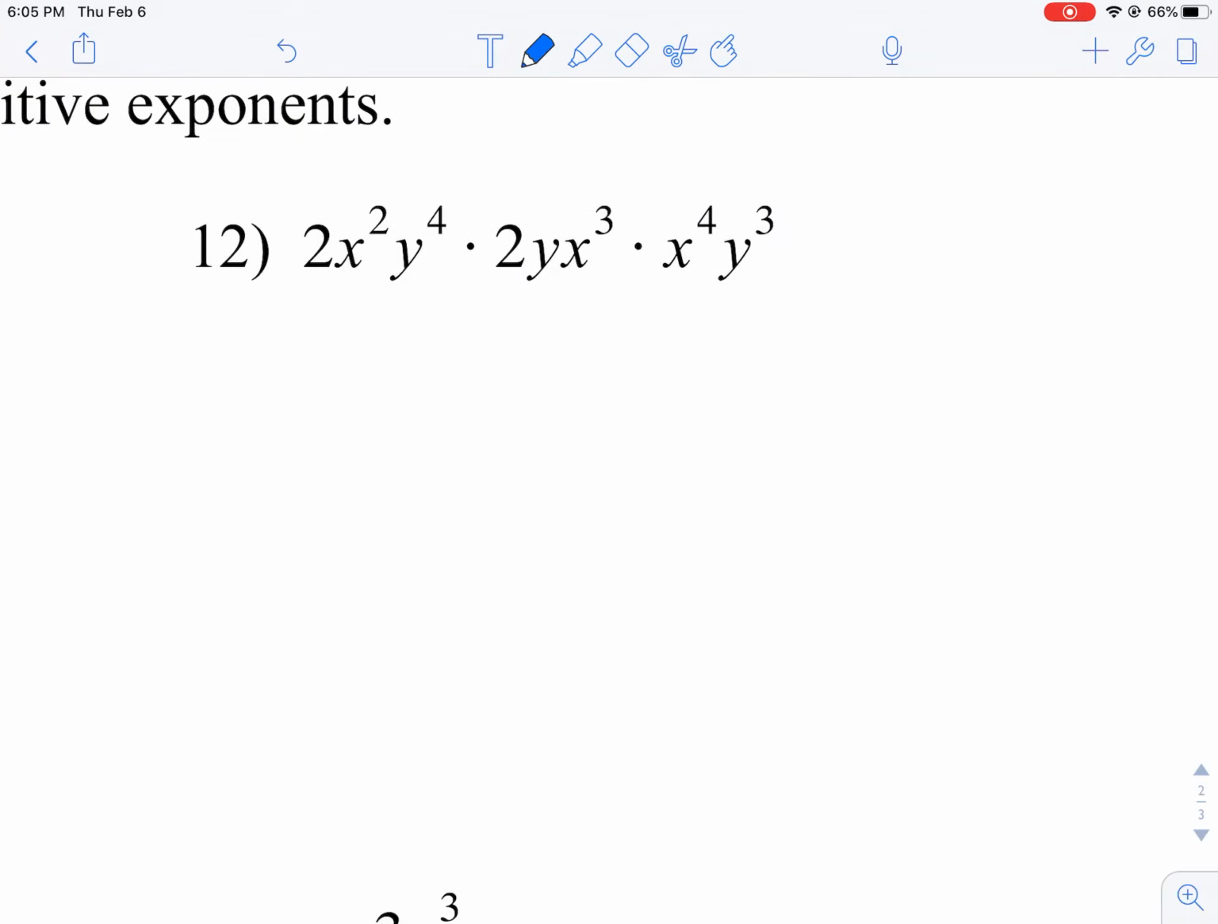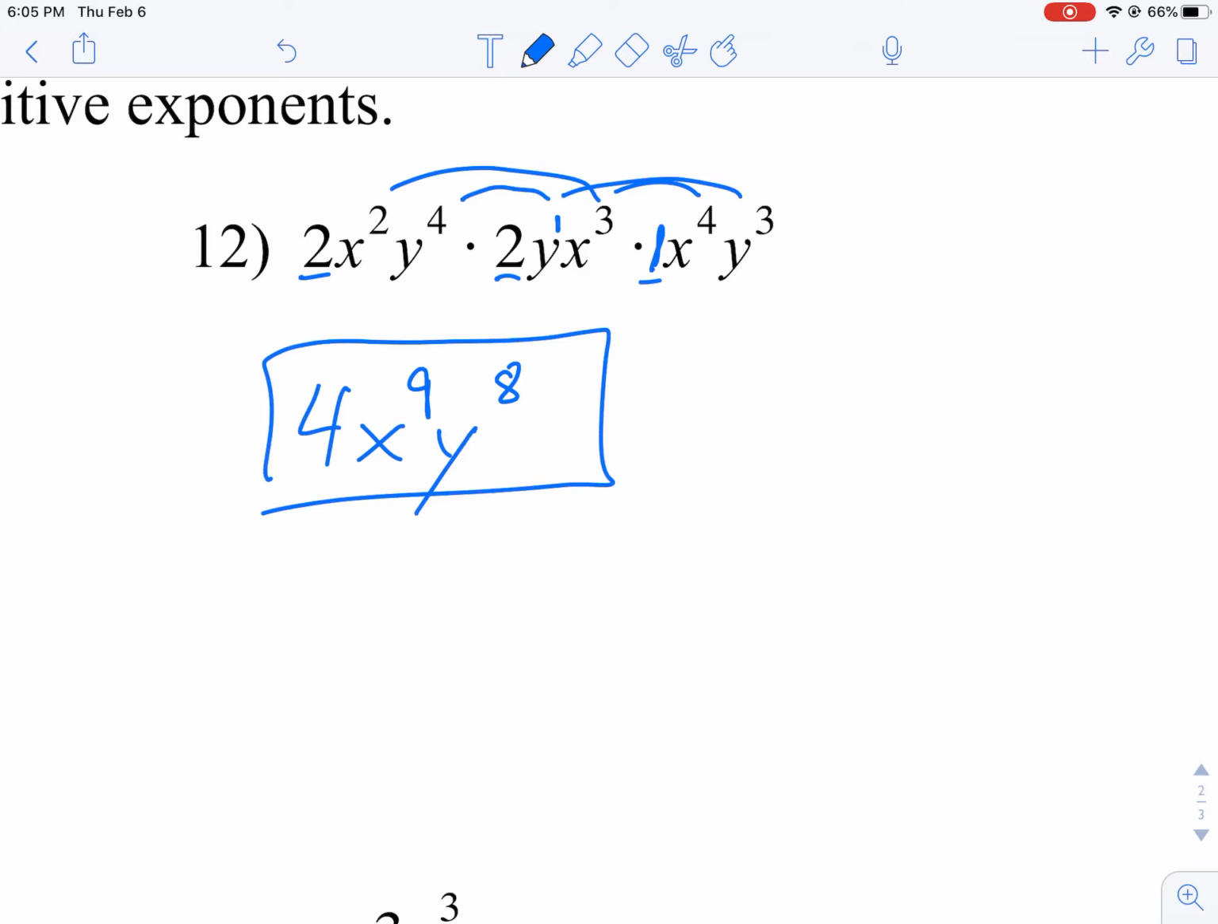For 12, there's a couple different variables here. I've got x and y. I'm going to add this 1 here just to help myself out. So multiply the coefficients. I've got a 2, a 1, and a 2, and a 1 over here, that ninja 1. So that gives us 4. My x's, let's add those x's together. So I've got this 2 with this 3 with this 4. So 2 plus 3 plus 4 is 9. And then for the y's, I've got this 4 with the 1 with the 3. So that would give me y to the eighth. 4x to the ninth, y to the eighth.